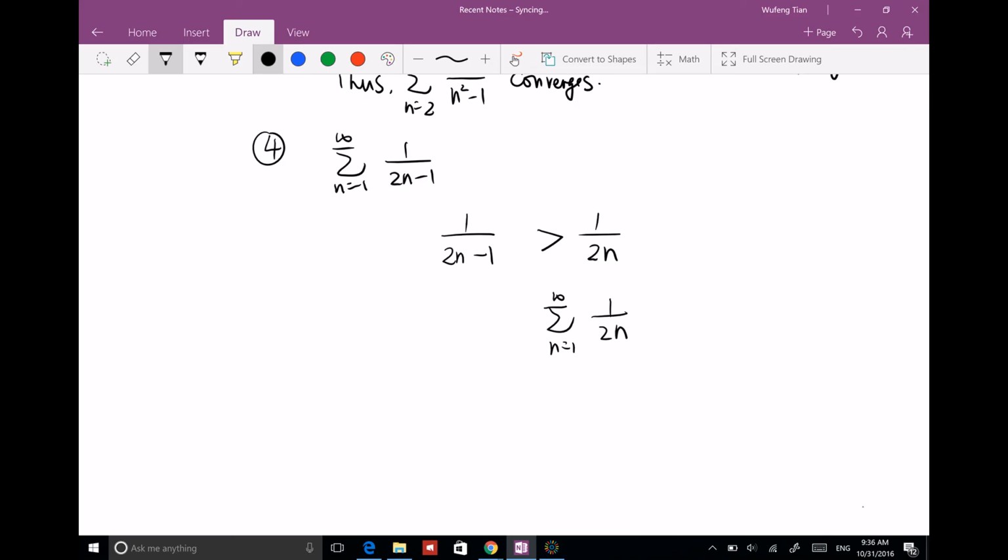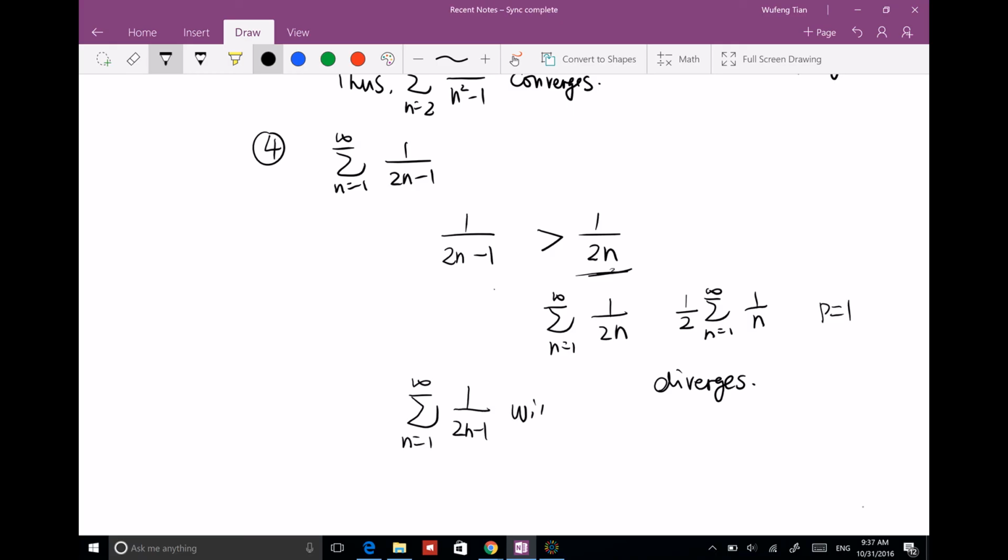Yes, so you can use the integral test, this one diverges. But you can directly tell this. You can take the 1/2 out, and n from 1 to infinity is 1 over n. Because p equals 1, p series, n to the power 1. You can directly say this diverges. Now the smaller one diverges, so the bigger one will diverge for sure. Since 1 over n diverges and is the smaller one, the bigger one will diverge because the smaller goes to infinity. So by comparison, 1 over 2n minus 1 will diverge. Thank you very much.